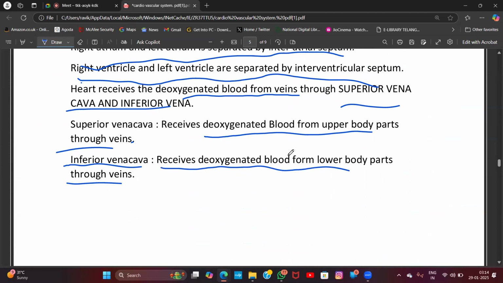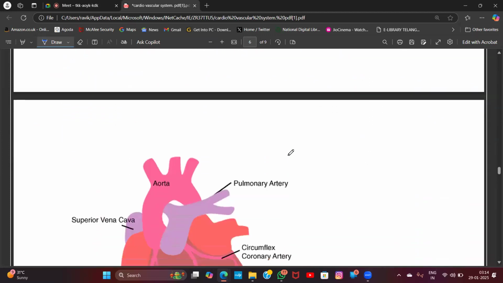What are the lower side of the body parts? Legs, pelvic cavity, and abdominal cavity. These are all received by inferior vena cava.